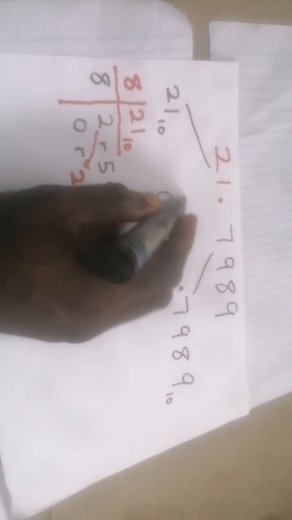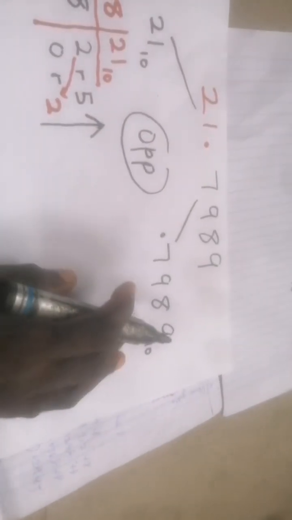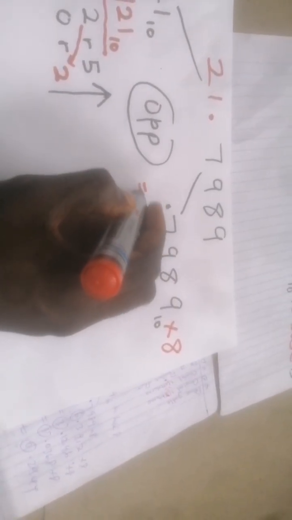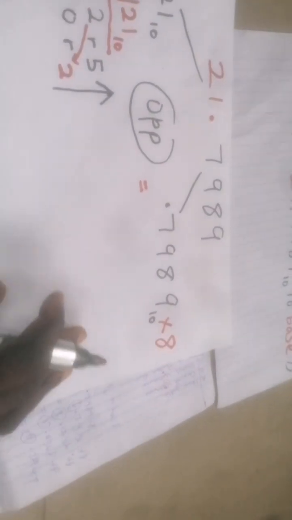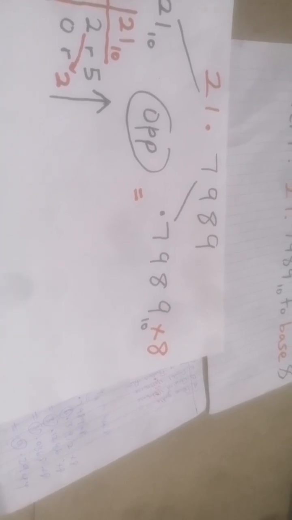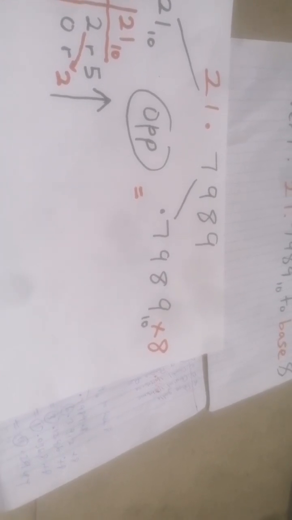I think it's clear. But this side, you know what I will do? Watch. I will do the opposite. Here, what I did was I divided by the base. But here, I will multiply by the base. Can you see that it is opposite now? So I'm going to multiply by the base. So now let's do it. Let me put my sign here, equal to. In the calculator, I'm going to press this times 8. So let me do that: 0.7989 times 8.